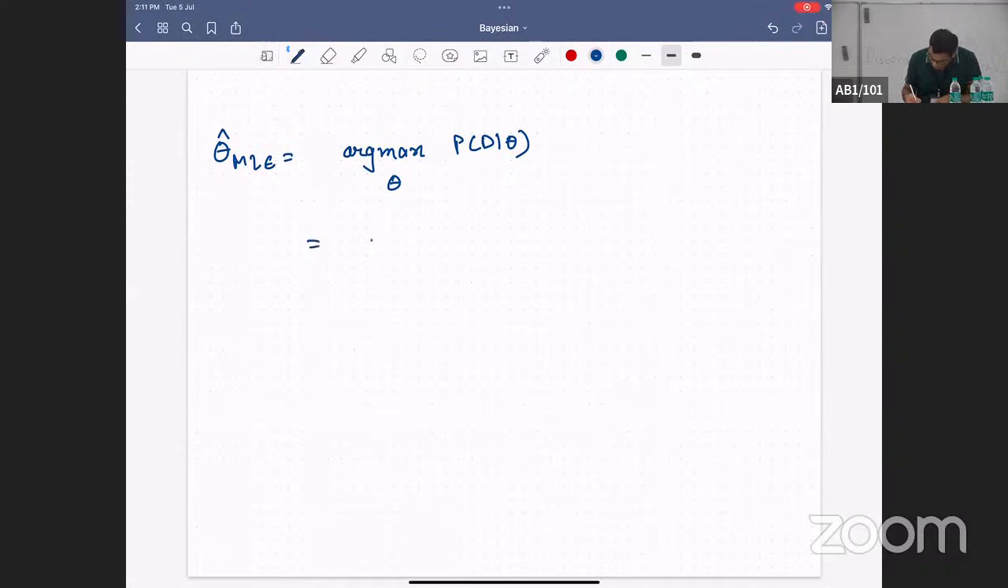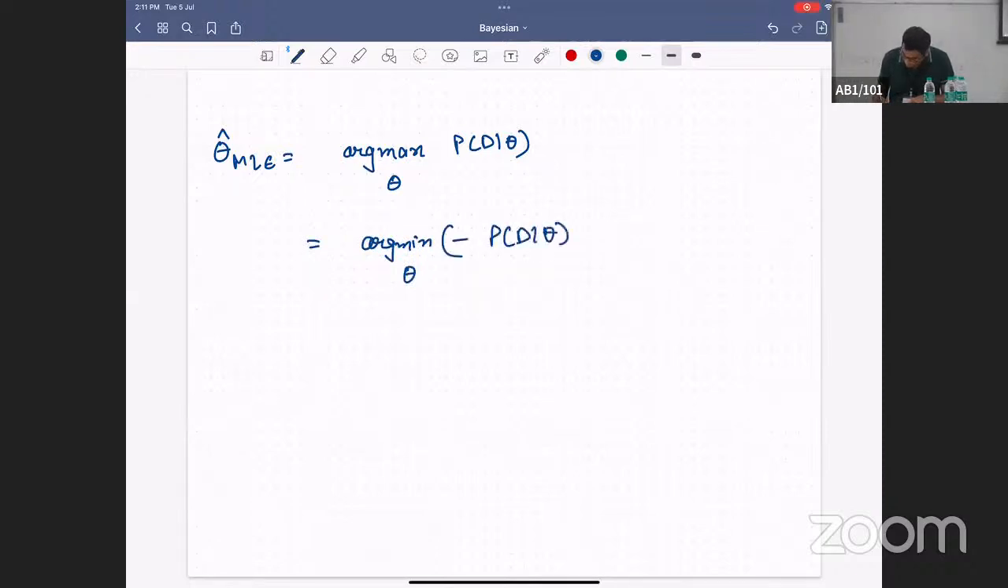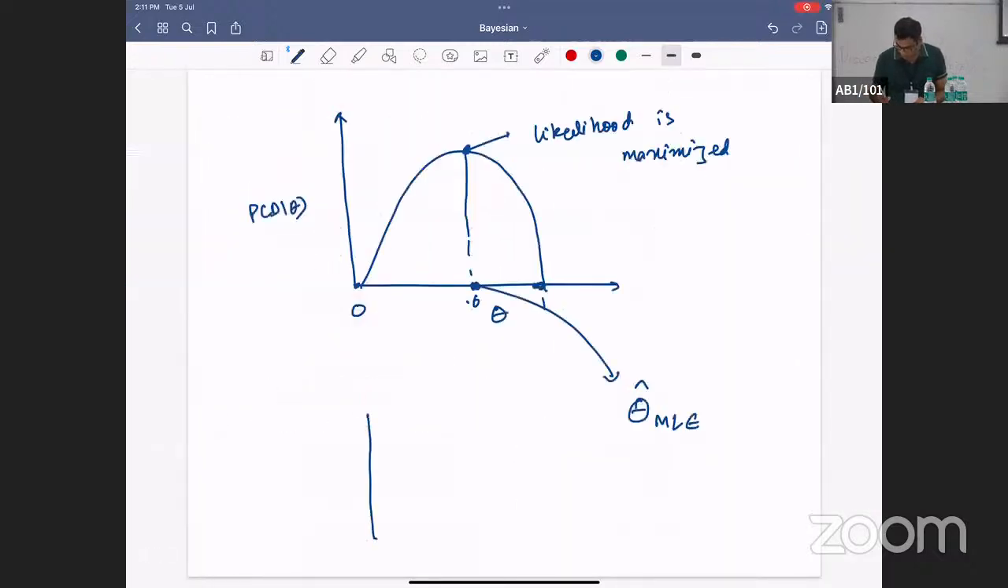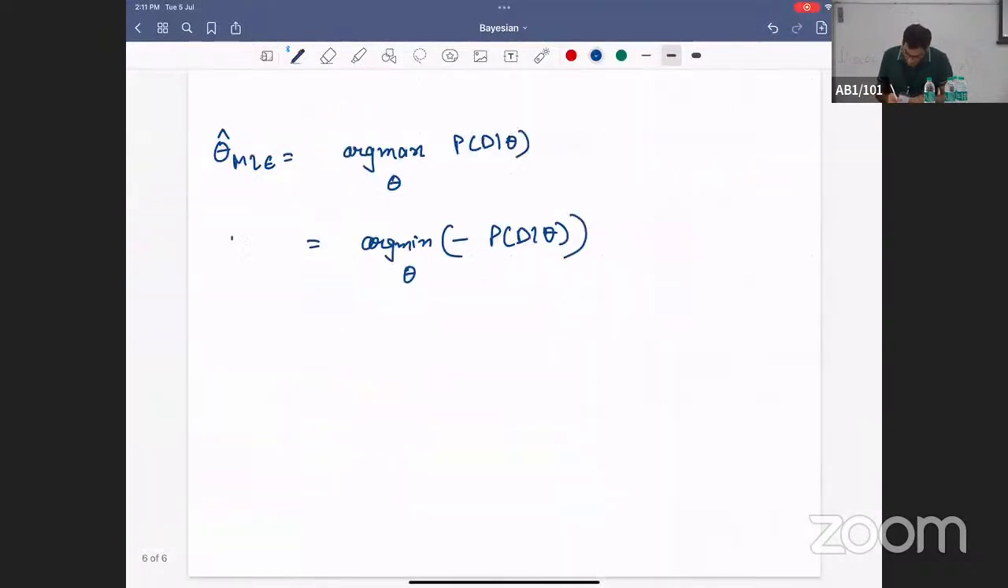And we can also write this as argmin over theta of minus P of D given theta, right? We've just changed the plus to the minus, therefore the function will be opposite. So if this is P of D given theta, correspondingly negative P of D given theta would look something like the following. So now we're trying to minimize, right? So theta at MLE is argmin of the negative likelihood, right?